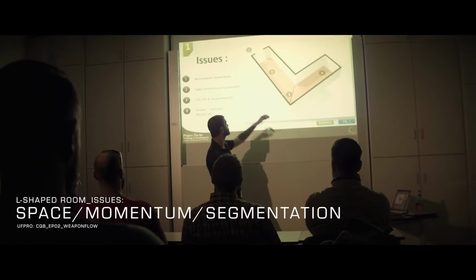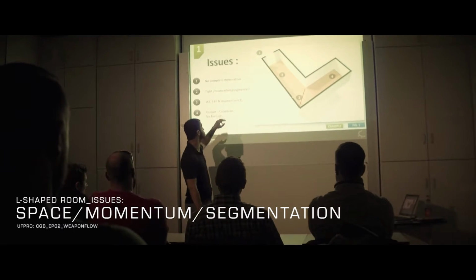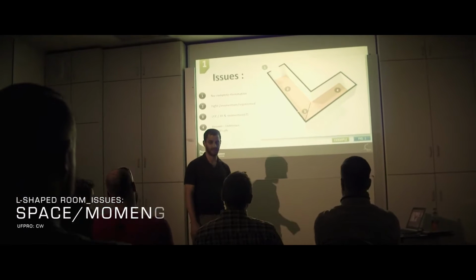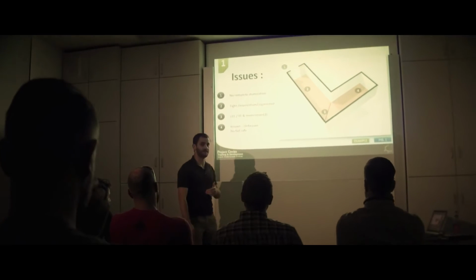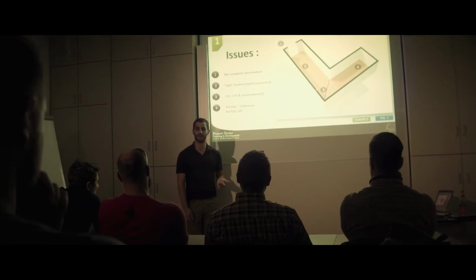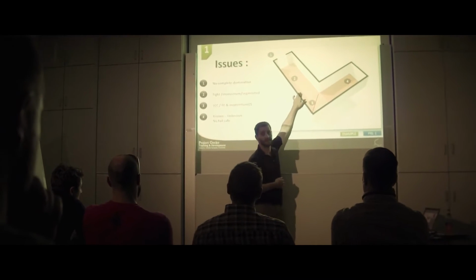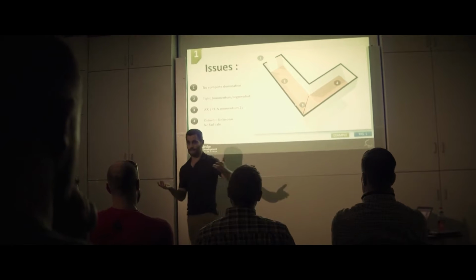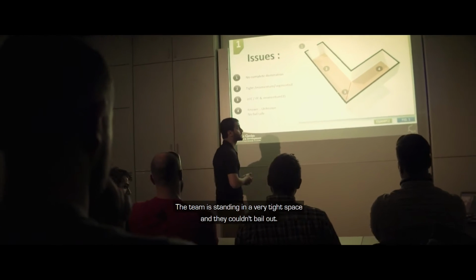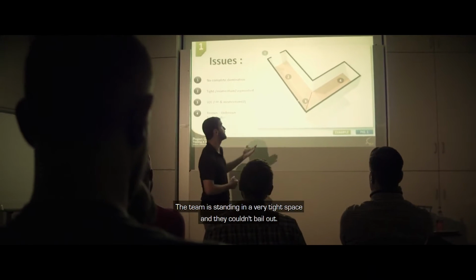Okay, number two. It's an area that is normally tight. It's an area where we normally lose momentum, and it's an area that is segmented in nature. Now, do you remember in the video everybody slowed down? That is a classical situation for losing momentum. What is the problem of losing momentum in this area? Who can tell me? Why is it problematic? The team is standing in a very tight space and they couldn't bail out. Very good, they cannot bail out, all right?